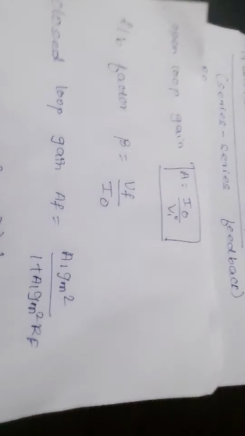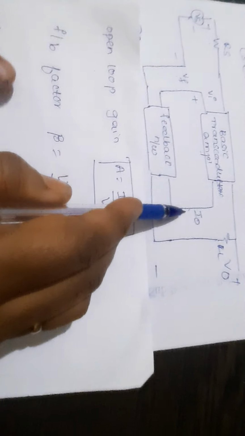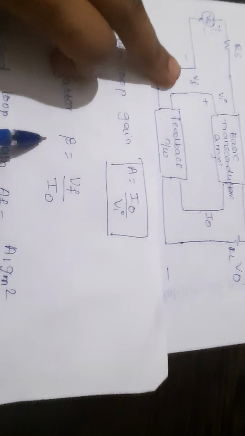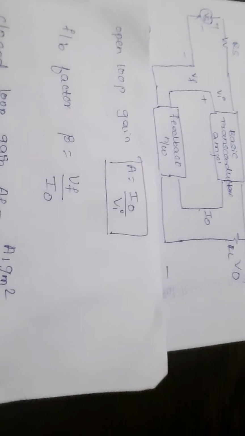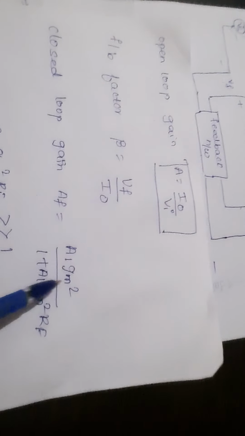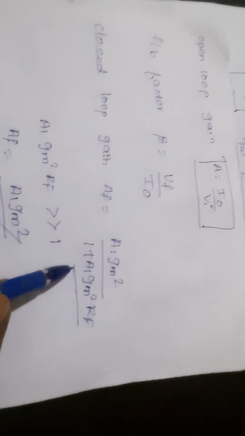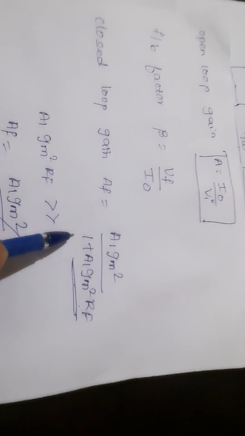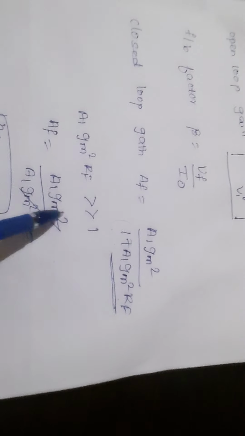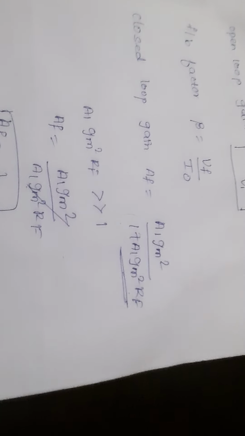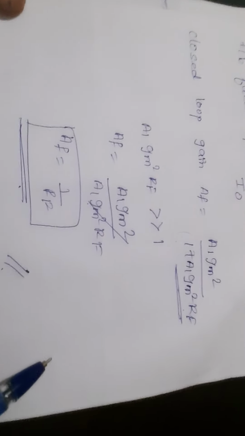Next we'll take the transresistance amplifier. Before that, we'll take some mathematical formulas. Open loop gain is given by I0 upon Vi. The feedback factor is given by the formula Vf upon I0. Closed loop gain is given by A1 Gm square by 1 plus A1 Gm square into Rf. This value is larger than 1, so the 1 is neglected. Then the closed loop gain will be 1 upon Rf.